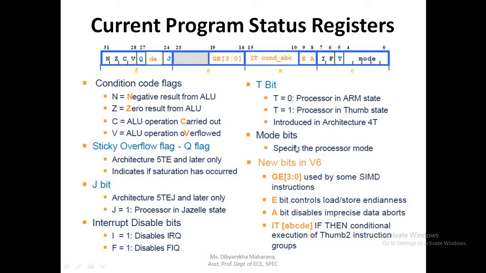Then come to the mode bits. It specifies the processor mode. We'll discuss in my next slides what the different modes are. There are 7 basic processor modes. And the new bits in version 6 are the GE bits, GE[3:0]. They are used by some SIMD instructions. Then the E bit controls load or store endianness. The A bit disables imprecise data aborts. The IT bits, IT[7:0], control if-then conditional execution of Thumb-2 instruction groups. Here in the CPSR, these bits are not used.